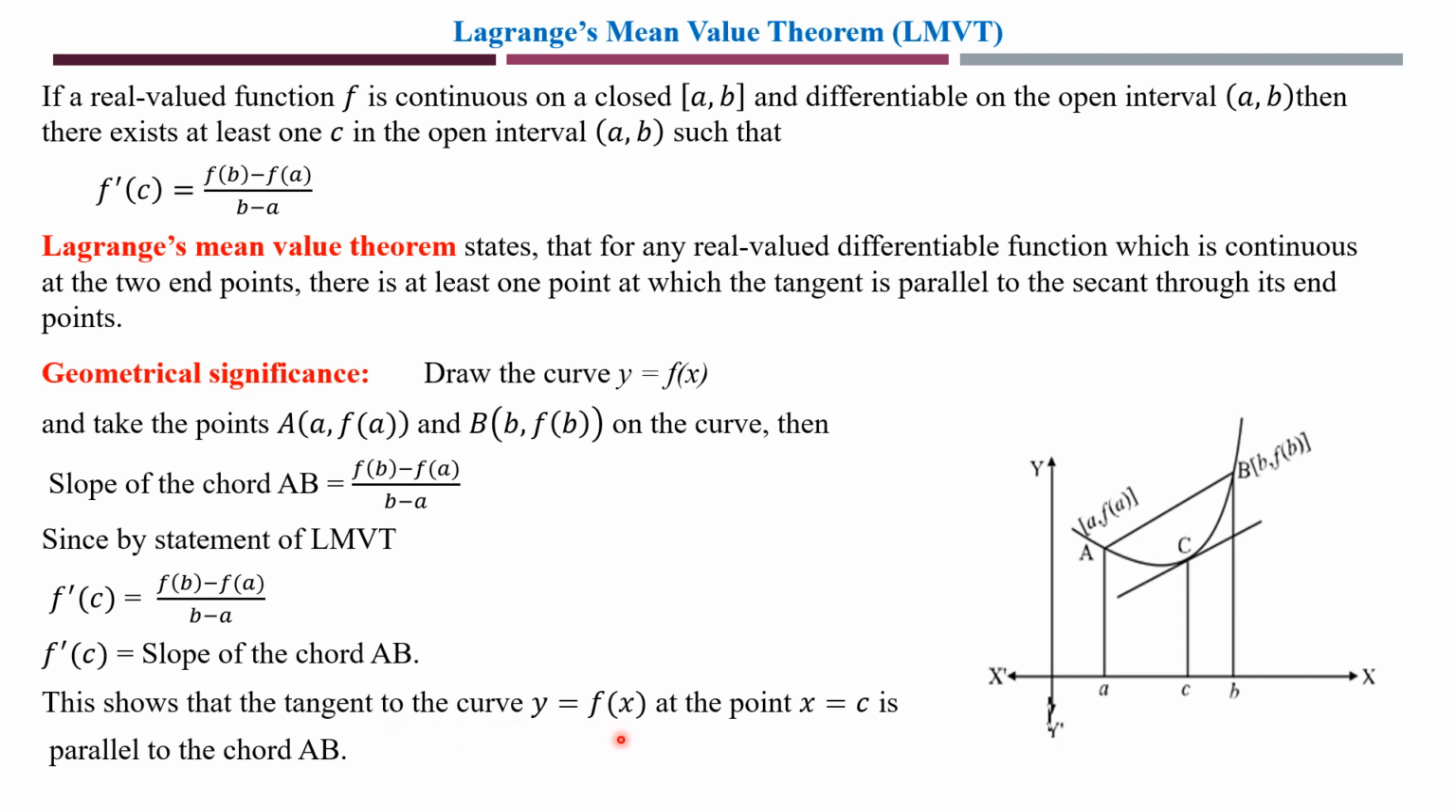This shows that the tangent to the curve y equal to f of x at the point x equal to c is parallel to the chord AB. We draw the tangent to the curve. This tangent is parallel to the chord. Both values are the same: the slope of chord AB, and f dash of c, which means the slope of the tangent to the curve. F dash of c, the first derivative, is the slope of the tangent to the curve. Hence both are the same. Therefore the tangent at the point x equal to c is parallel to the chord AB.